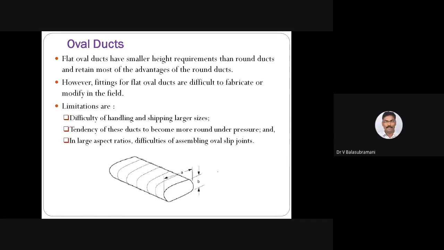They retain most of the advantages of round ducts. But what is the difficulty with oval, sir? Handling and shipping a larger size. If you put a load on it, it will get dented. So there is a tendency of these ducts to become more round under pressure. If the pressure increases, the oval may turn circular.